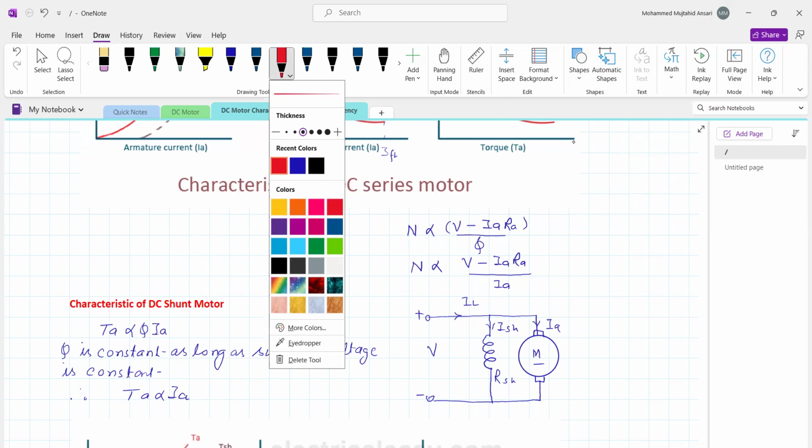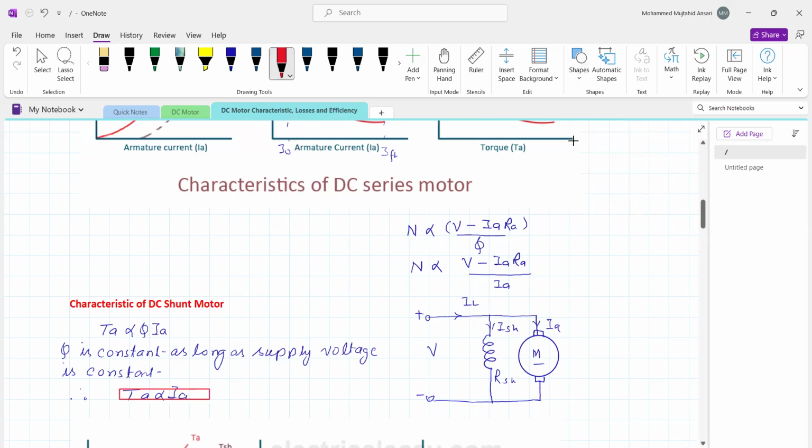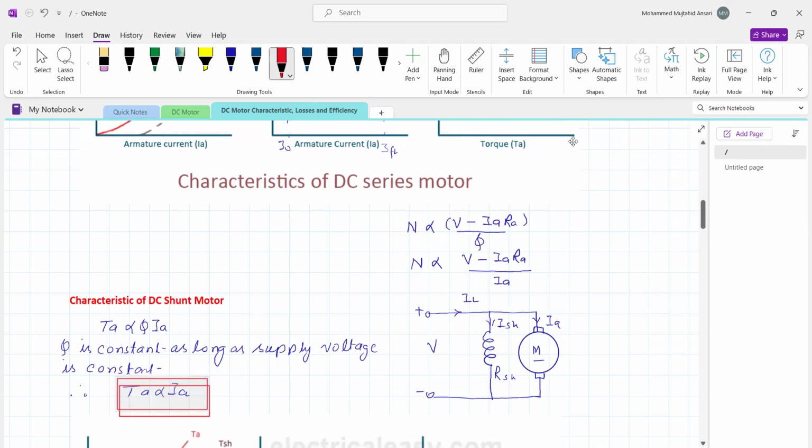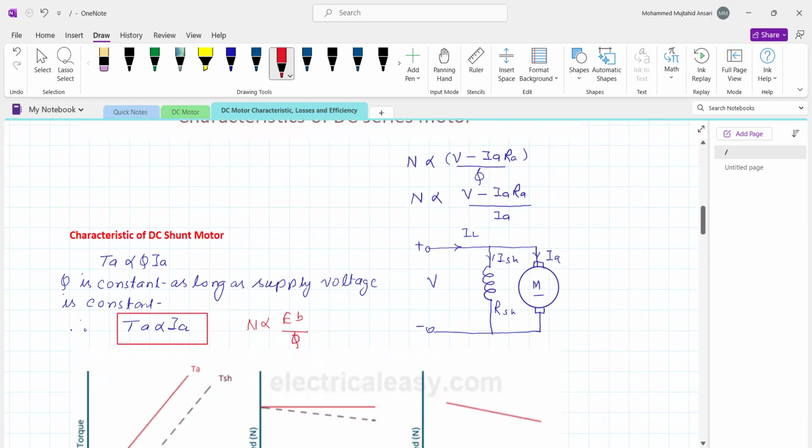Armature torque is directly proportional to the armature current only. Similarly, speed N is directly proportional to back EMF and inversely proportional to flux. And for the DC shunt motor, speed N is directly proportional to V minus IaRa, that is the back EMF, since the flux is constant.